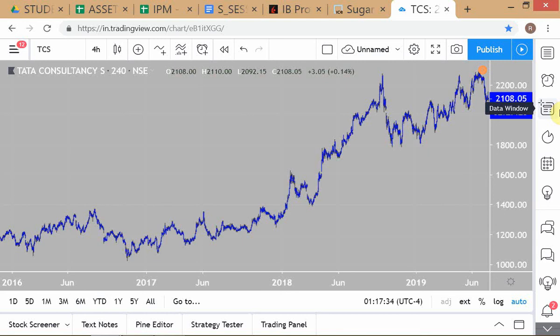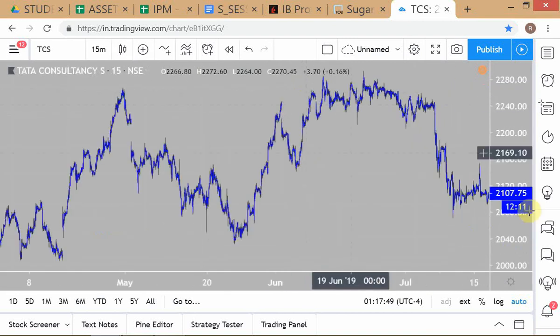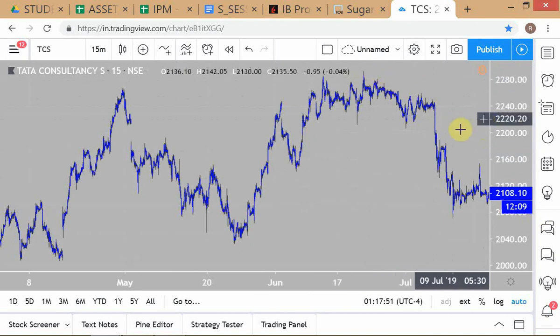Now what needs to happen for me to make money on this position, because I bought it pretty much around here? The stock needs to go up a lot. So there needs to be upward movement. Even if I make it small, even if I look at 15 minutes, and I'm looking not for movement above this, but maybe just movement up to 2200. So essentially I bought it around here. For me to make money, the stock has to go up, right?